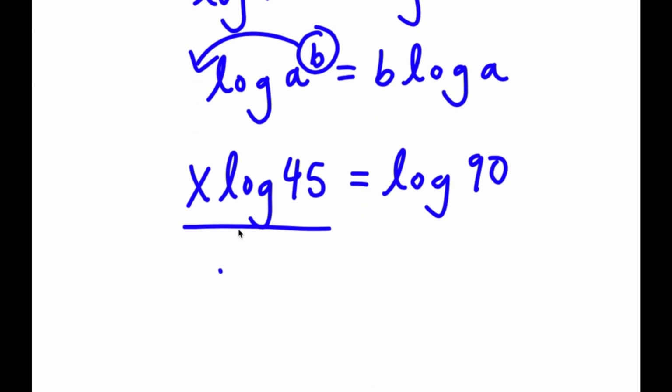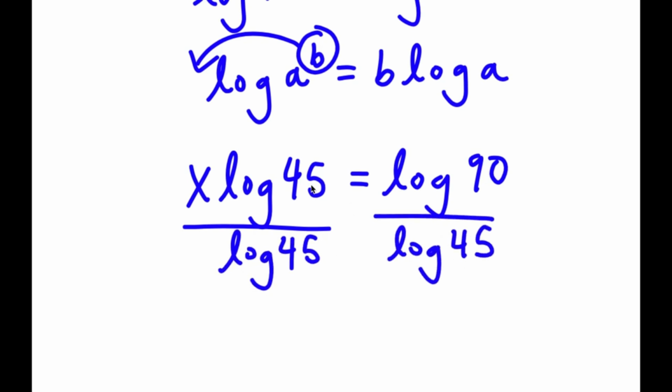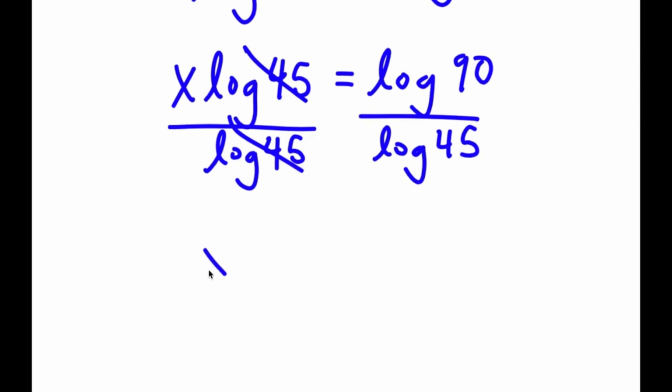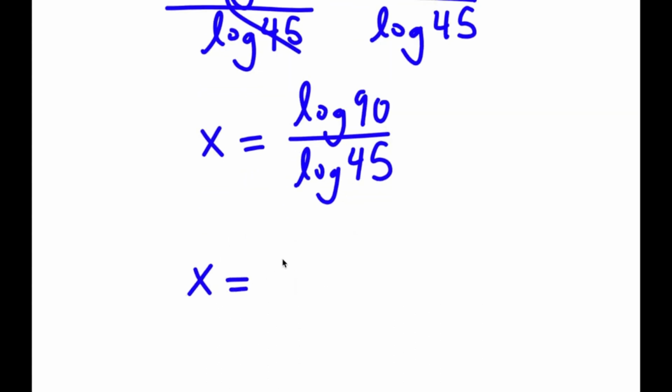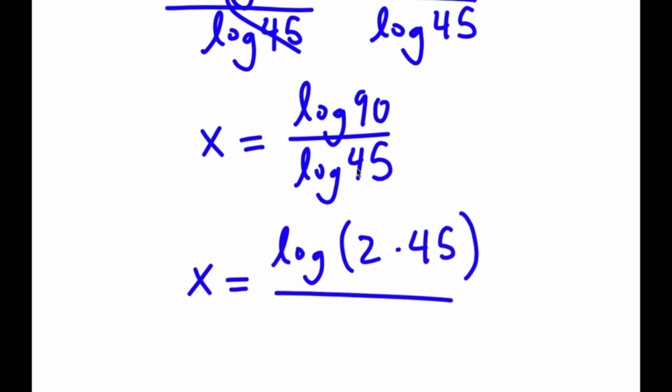Now, if I divide both sides by log 45, these two cancel out, and now I have x is equal to log 90 over log 45. Log 90, that's the same thing as log 2 times 45. So I have this over log 45.